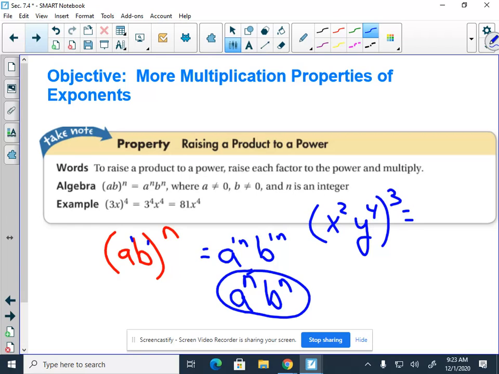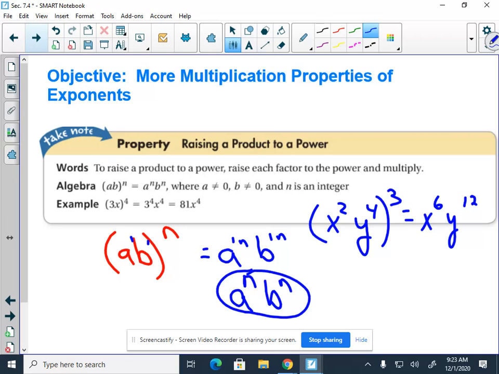Because it's a power to a power, I have to do both of them. So that x has to become x to the 6. That y has to become y to the 12. I have to take the 3 and multiply it by both of them. It's a little more tricky on this example.